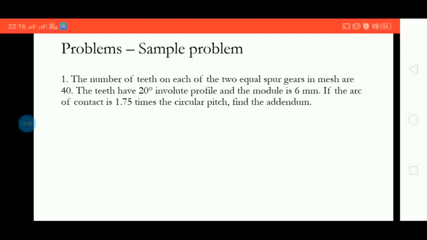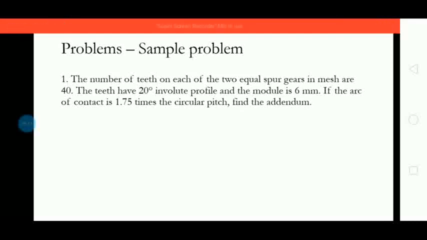Now you read what you have to find. You have to find addendum. That's your question. So what is addendum? Remember the definition. Addendum is the radial distance between the top of the teeth and the pitch circle, right? So how will you get an expression for addendum?